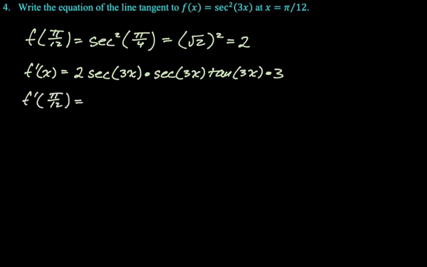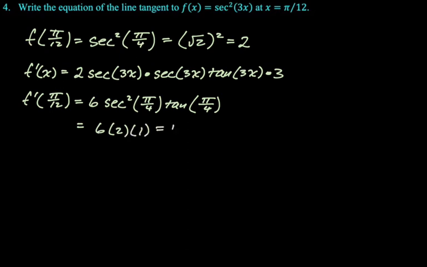I mean, things could always be worse, right? So we got a 2 and a 3, so that's 6. There's a secant and a secant, so you get secant squared of 3 times pi over 12, so secant squared of pi over 4. We just figured out secant squared of pi over 4 was equal to 2, though, right? And then tan of pi over 4. Tan of pi over 4 is 1. It's like the best of the tangents. So this is really just 6 times 2 times 1, which is 12.